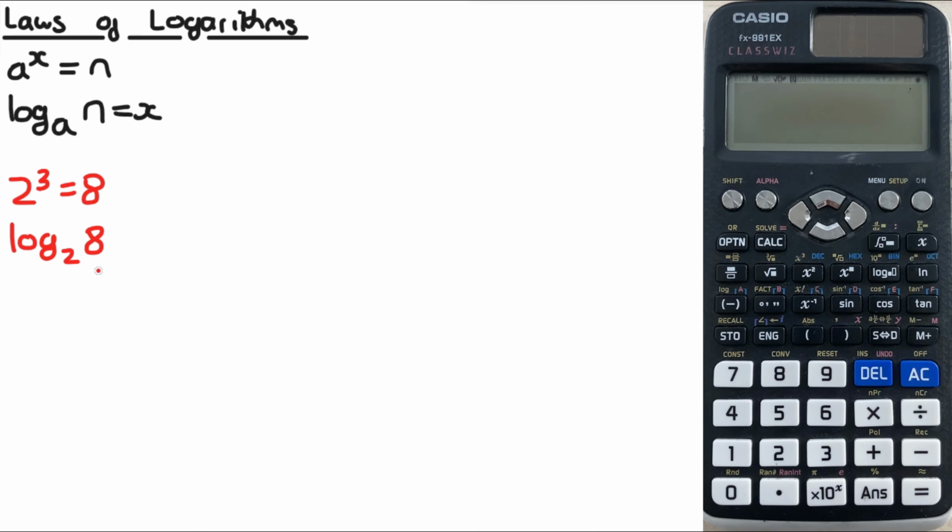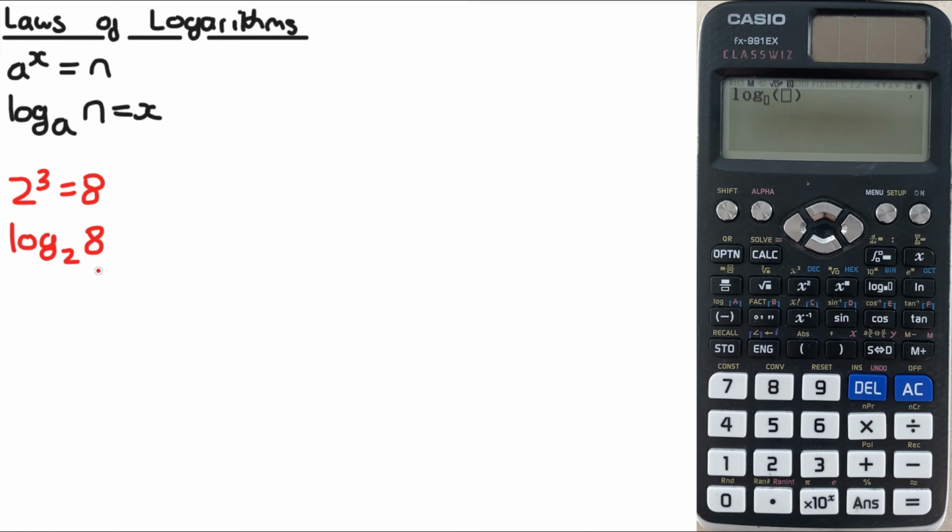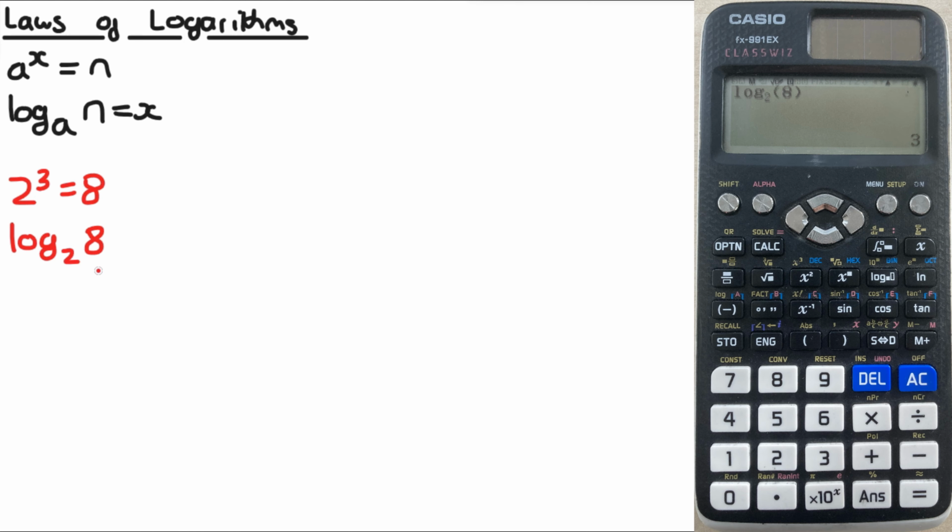And we can use our calculator in order to get this value out, log base 2 of 8. On your calculator, under the integration symbol, we have a log button. If you press that, it gets out a blank log with 2 empty boxes. You can put the base as 2 and the number in the bracket as 8 as shown. If you press equals, this gives out the expected answer of 3, which is what we're expecting because we know that 2 to the power of 3 is equal to 8.